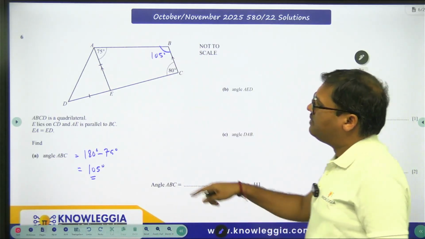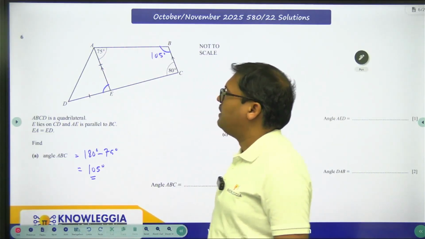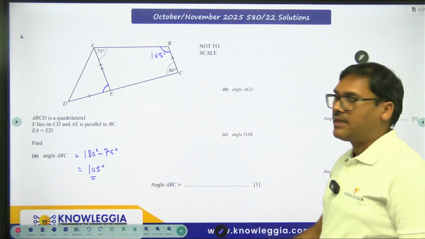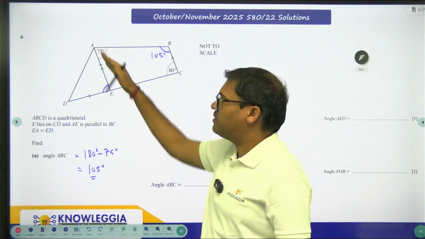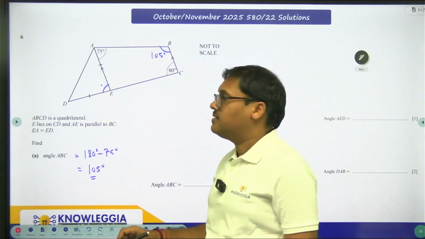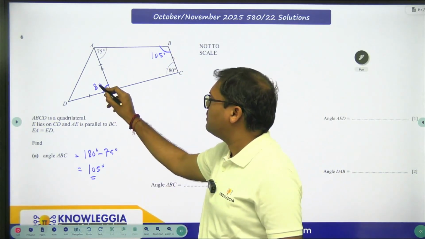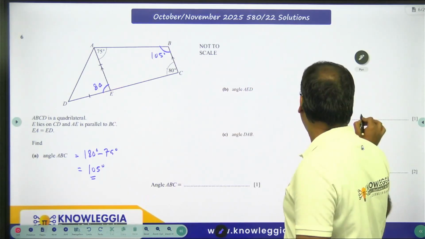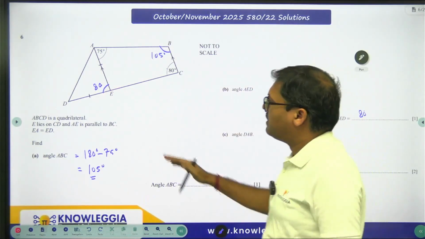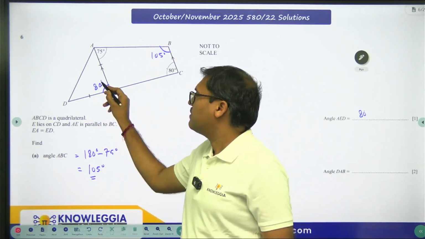Angle AED. You have to find this angle, AED. Okay. So this angle, we can see again, this is parallel to this, and this angle and this angle are corresponding angles. So this is 80 degrees. Why corresponding angle? You can see this is a transversal. So same side. Okay. So this is 80 degrees.